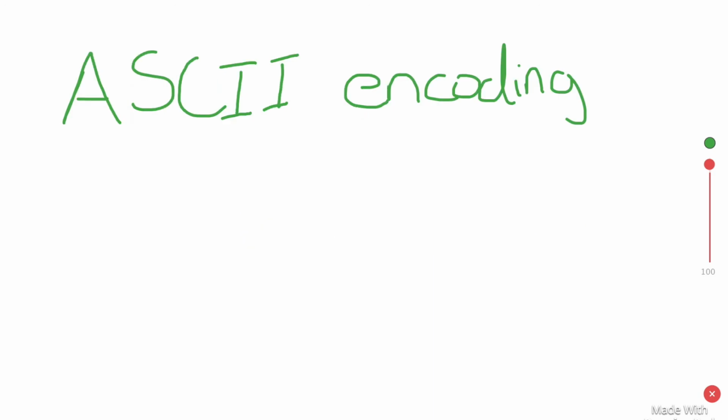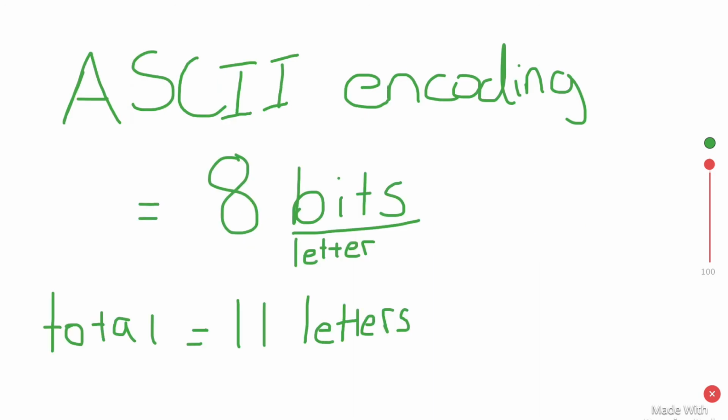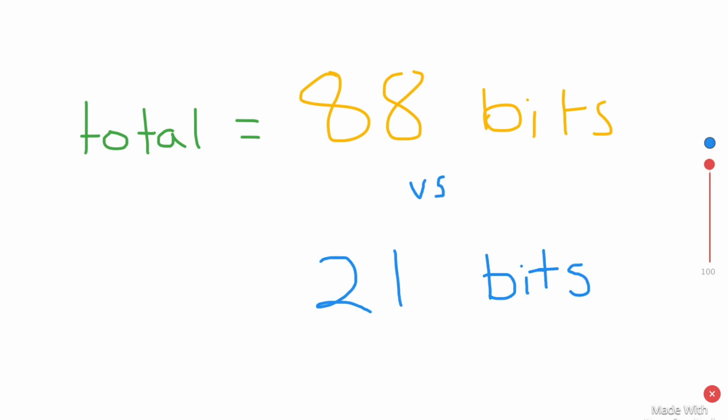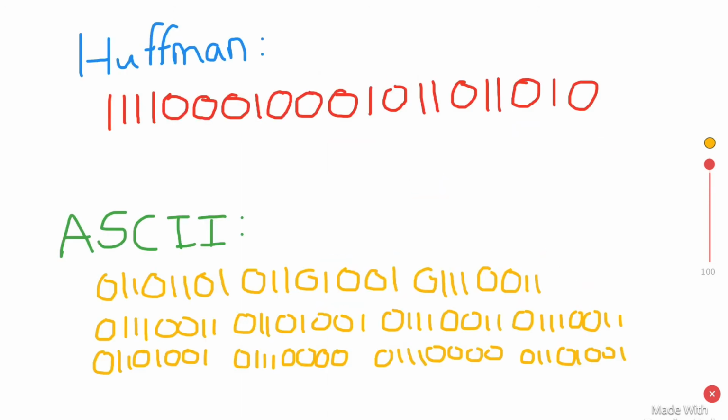To encode without Huffman, we'll use ASCII encoding, which is 8 bits per character. So multiply 8 by the 11 characters, and you get 88 bits, while Huffman is only 21 bits. You'll definitely see the difference between Huffman and ASCII from the result.